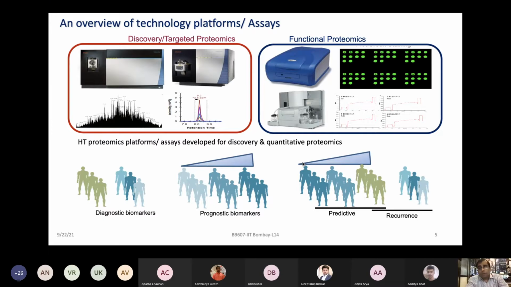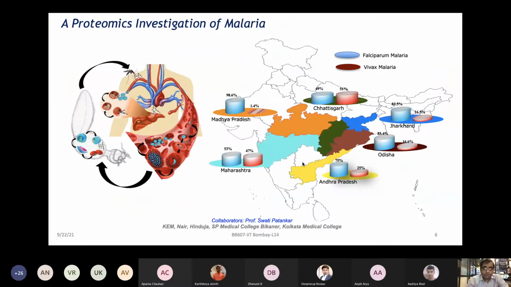So think about what we are looking at. We are going to try to look for some guiding molecules which could help us at different stages of decision making for clinicians, and how best we can utilize these leads forward for understanding the disease better, early diagnosis, better prognosis, better therapeutics, and maybe indicators for recurrence.